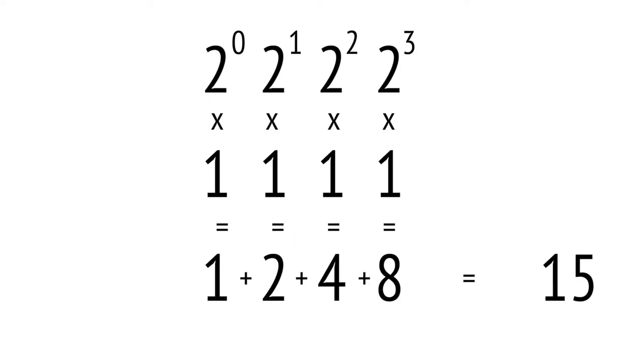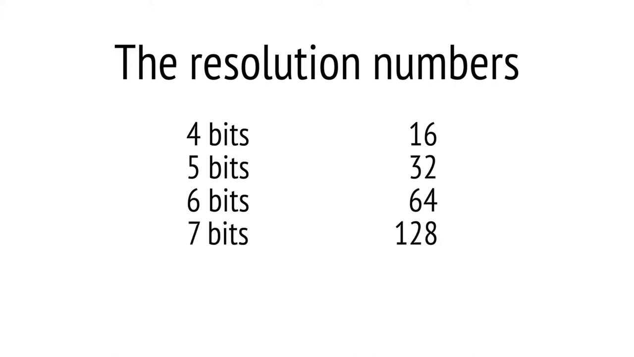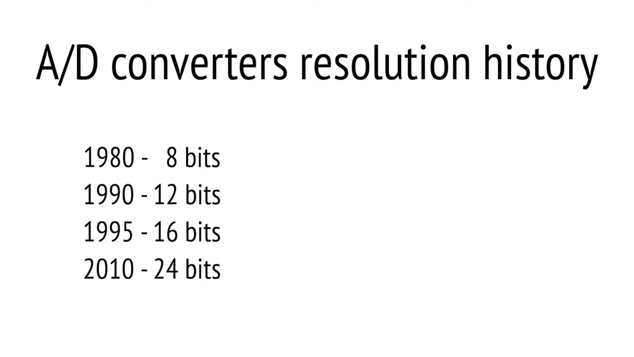Every next bit will multiply the resolution by number 2. 5 bits gives 32. 6 bits gives 64. 7 bits gives 128. And 8 bits gives 256. The first widely used converters were 8-bit type. They work with plus 128 levels and minus 128 levels, together 256 levels.